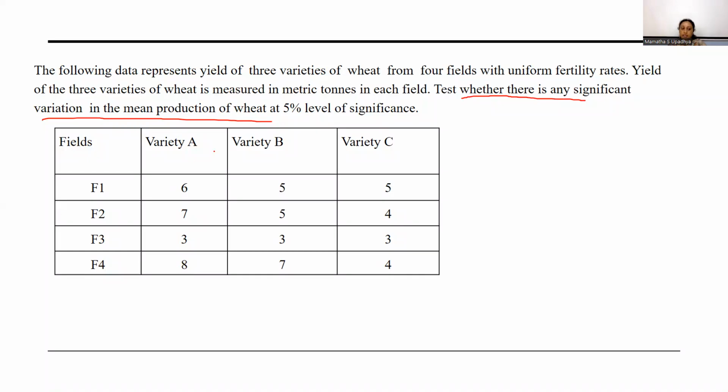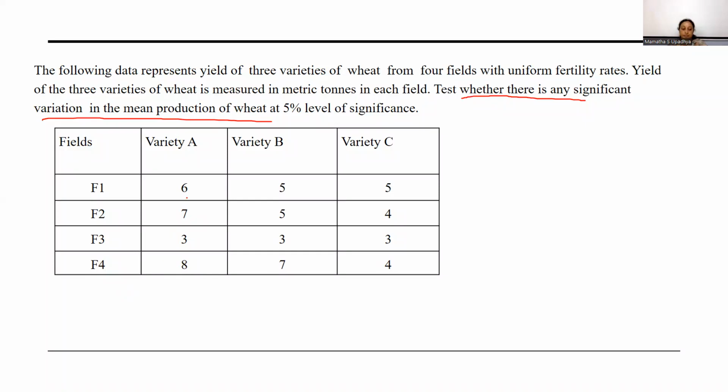And here we have taken the samples from 4 fields. They are called F1, F2, F3 and F4. So totally we have taken 12 samples. From each variety, we have taken 4 samples. So 4 into 3, we have taken totally 12 samples from 4 different fields.